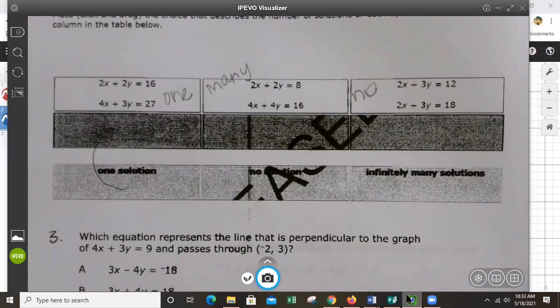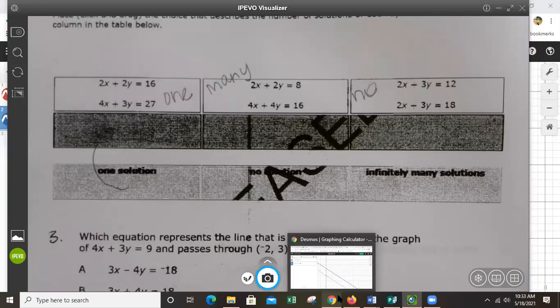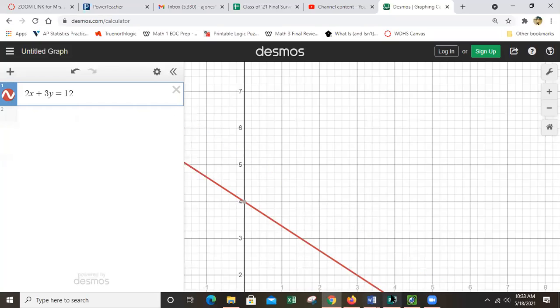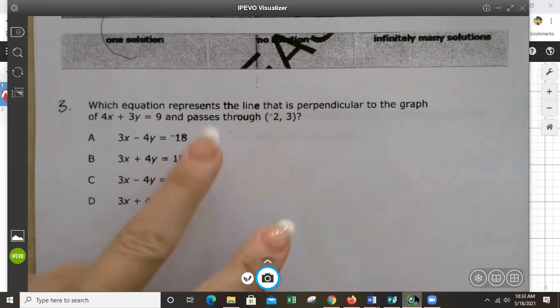Any questions on this? All right. So I'm gonna run back to Desmos for a minute. And I'm going to show you that I'm doing number three.